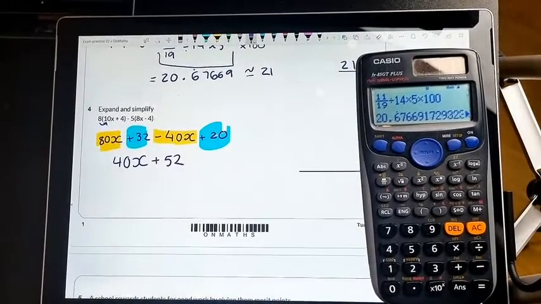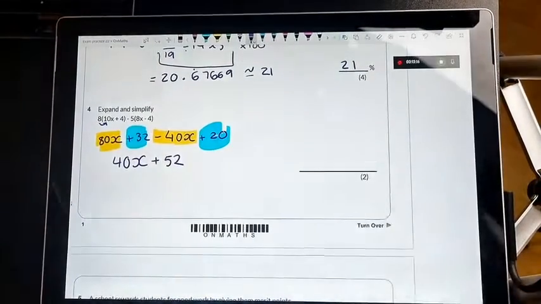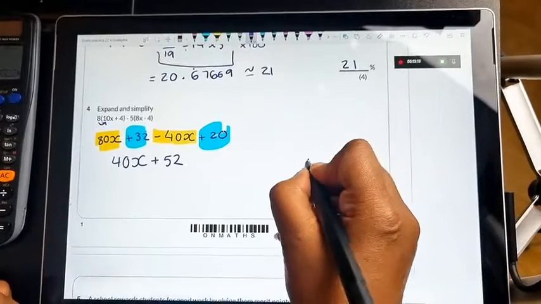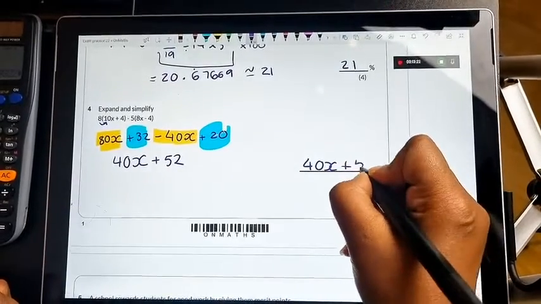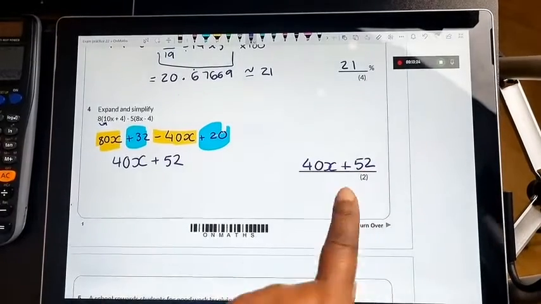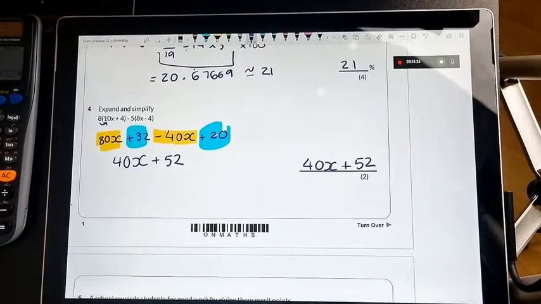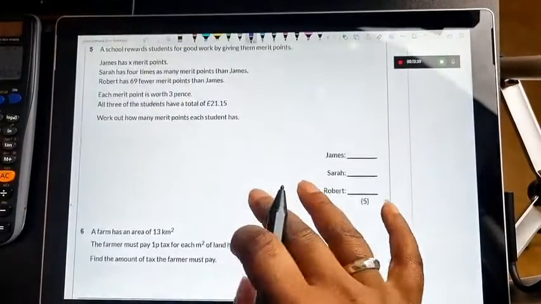So that's the final answer. Make sure you write on the dotted line exactly that: 40x plus 52. If you don't do that, you miss 1 mark. Okay? Fantastic. I don't want anybody missing marks.